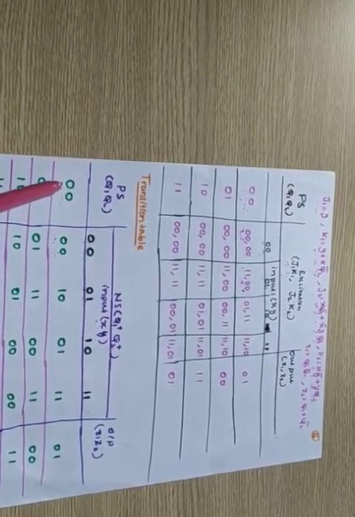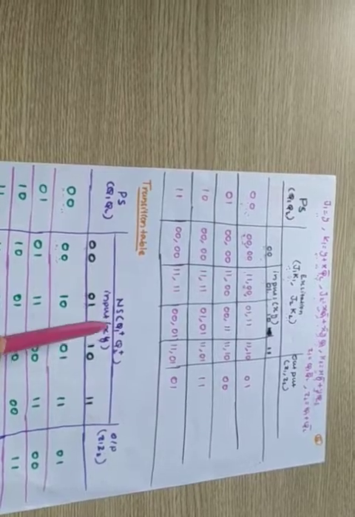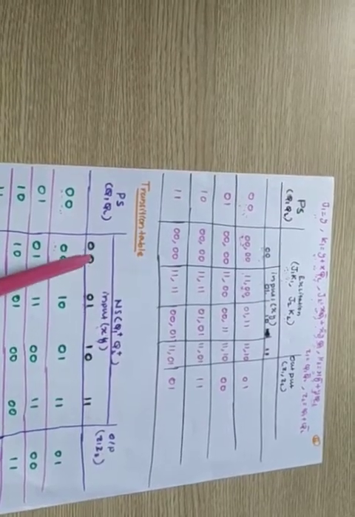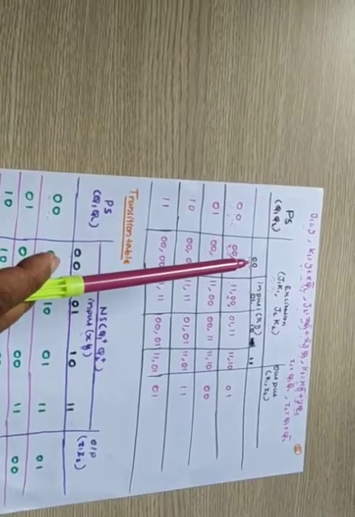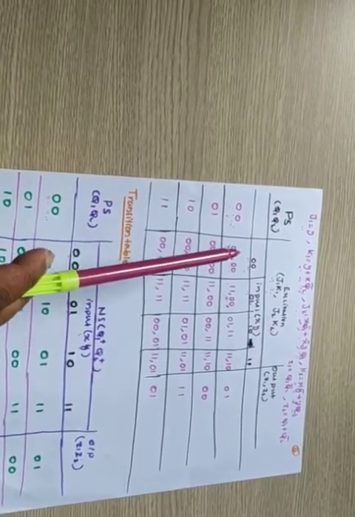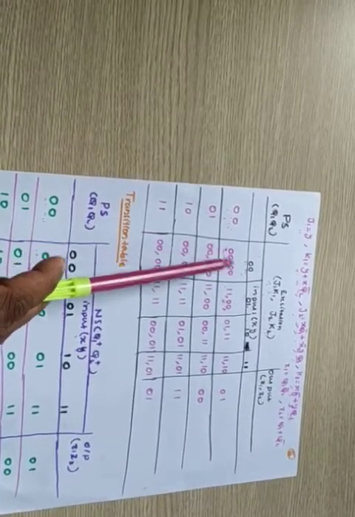Here first, 0, 0 is the present state. 0, 0 is the input. What is the next state, Q1 plus, Q2 plus? To find this Q1 plus, Q2 plus for 0, 0 input, you have to look at this table. Here 0, 0 is the input. For 0, 0 input, the first term is J1. This is J1 and this is J2.